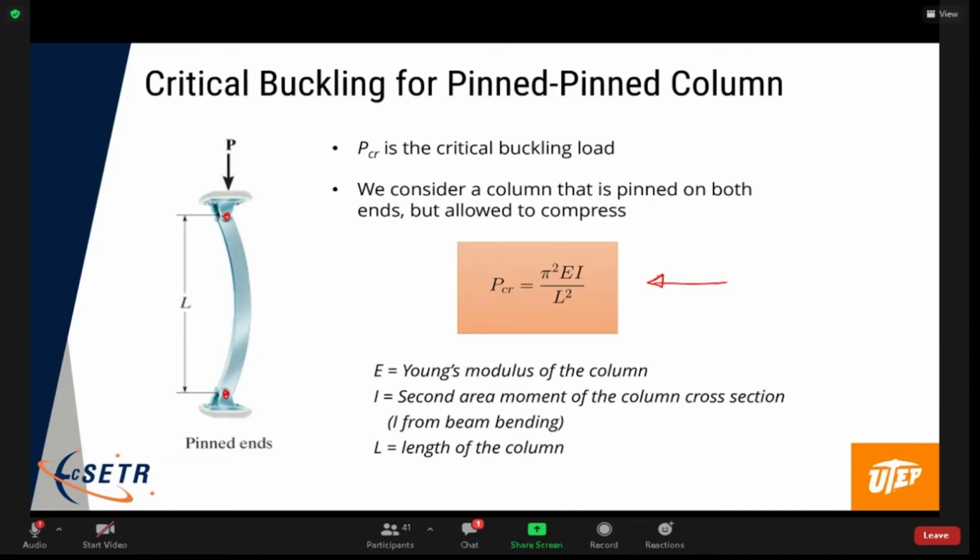All right. So like I said, pretty easy to do these problems. The only thing that we change a little bit is we do not always have pinned conditions. Sometimes we have a column that looks more like this. Maybe it's fixed at both ends. And here the buckling load is different. Or possibly it might look something like this. It might be free at one end and fixed at another end, okay? So those are all different end conditions. And in that case, we get a different critical buckling load.